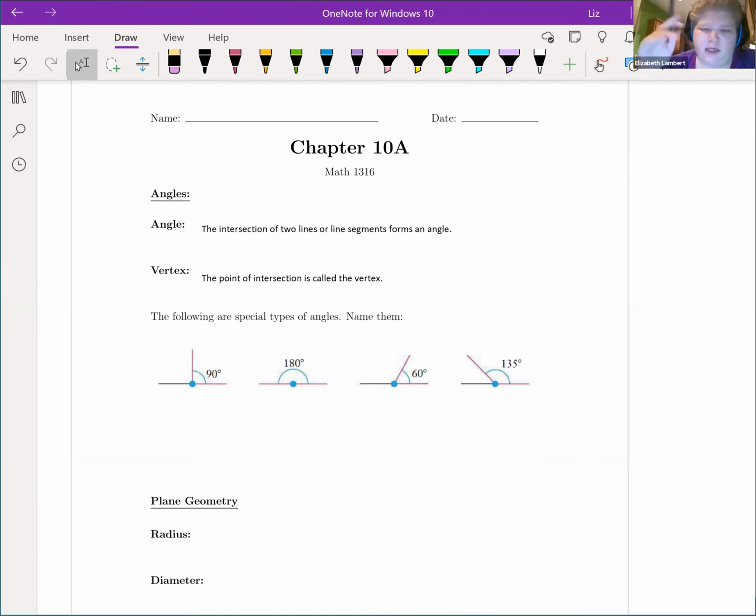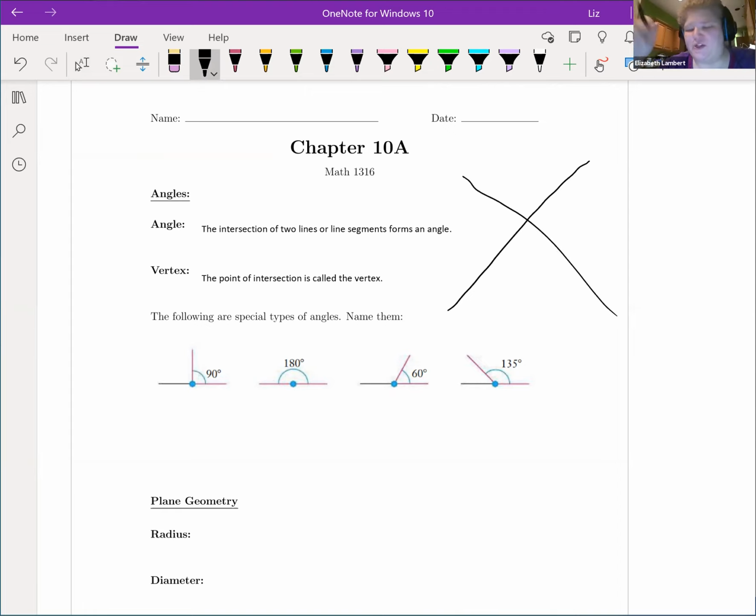I don't expect you to regurgitate it, but I do expect you to understand what it's talking about. So an angle: the intersection of two lines or line segments forms an angle. So line, line. There's actually four angles. There's one here, one there, one here, and one there. And those that are opposite, that look like they're equal, are actually equal. And then the point of intersection of the two lines or line segments or rays is the vertex. So in this case, all four of those angles share the same vertex.